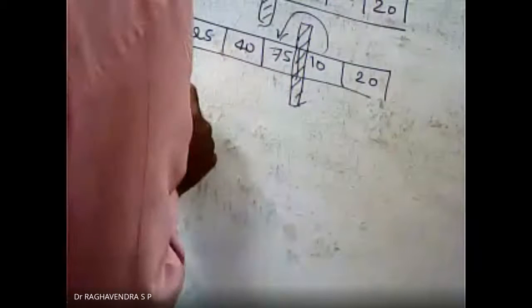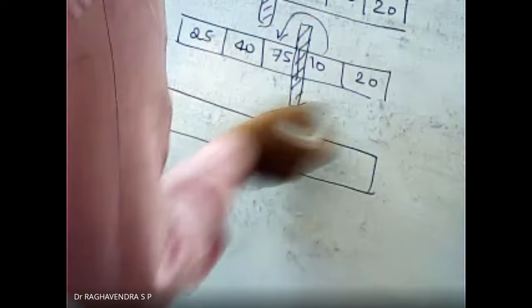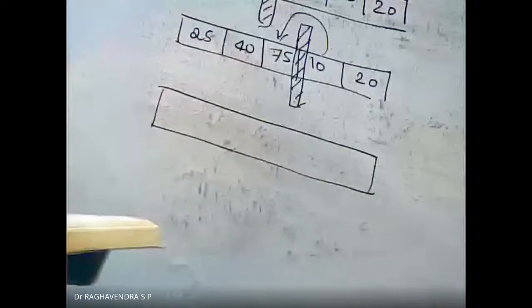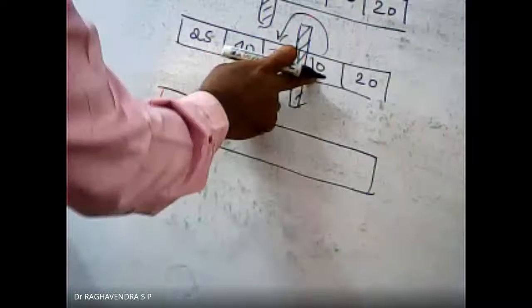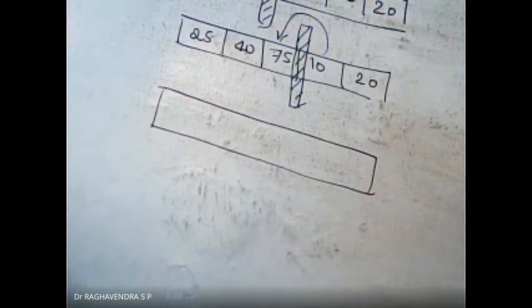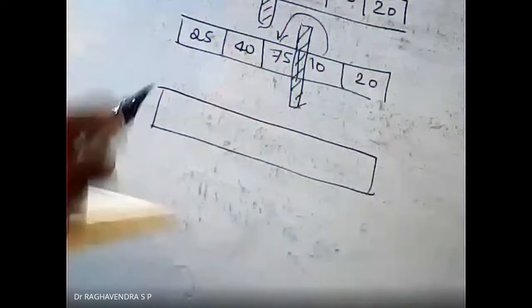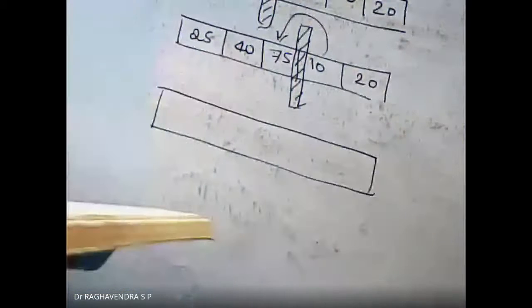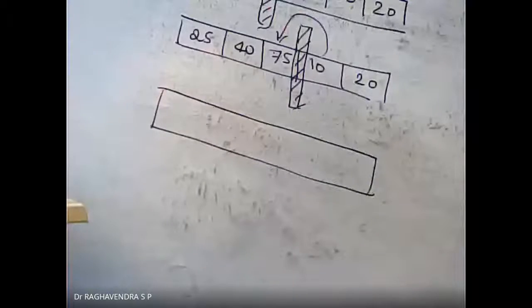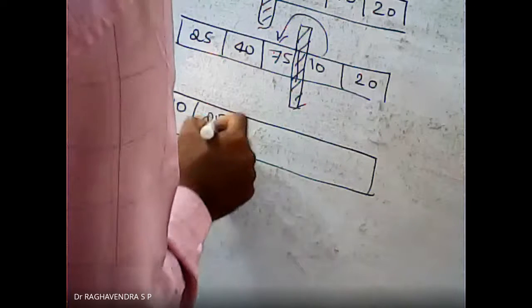So what happens? Look now, you tell me, what will happen? 10 is smaller than 25. Tell me, which element will come first? Very good. And then 25. Very good. Next.